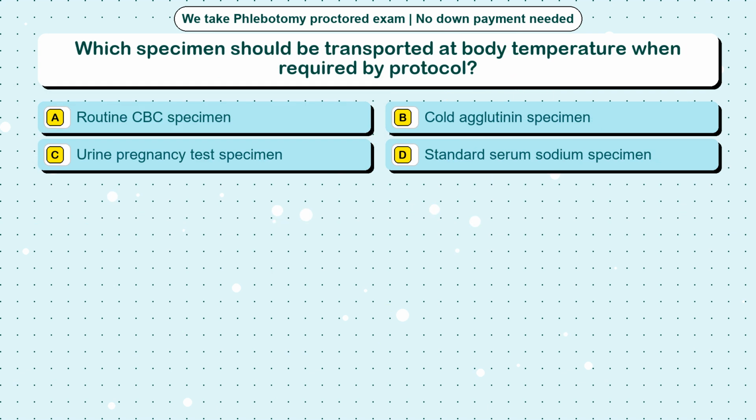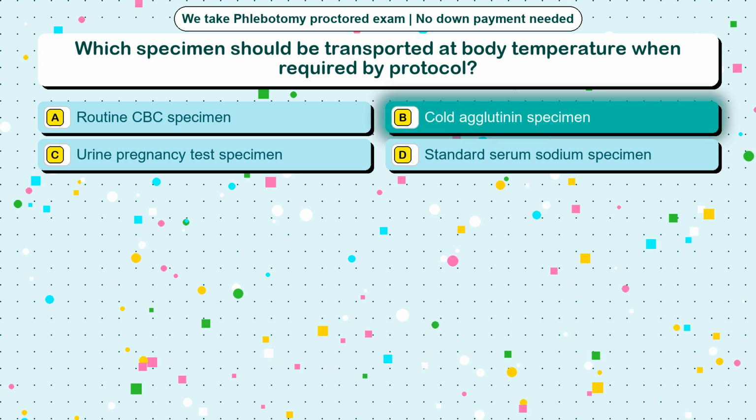Question 72. Which specimen should be transported at body temperature when required by protocol? Option A, routine CBC specimen. Option B, cold agglutinin specimen. Option C, urine pregnancy test specimen. Option D, standard serum sodium specimen.